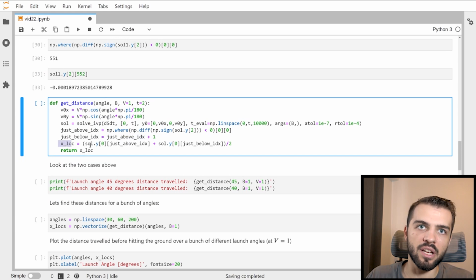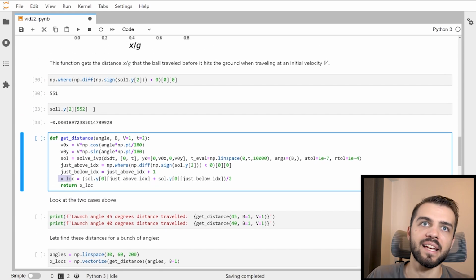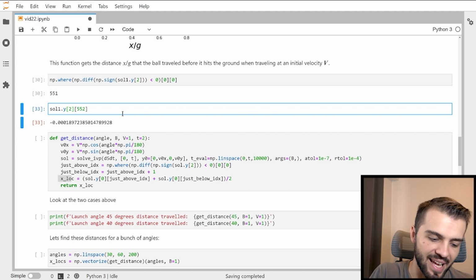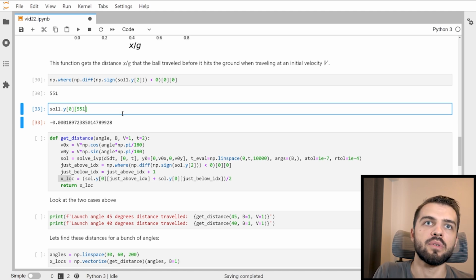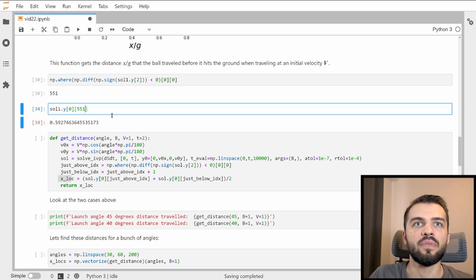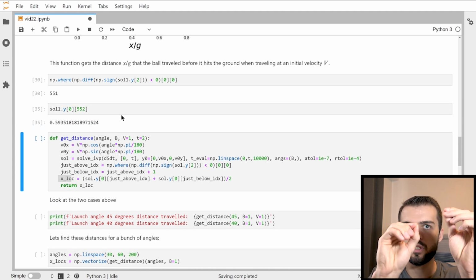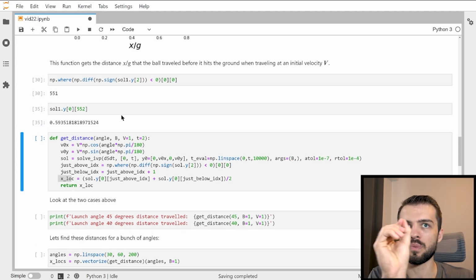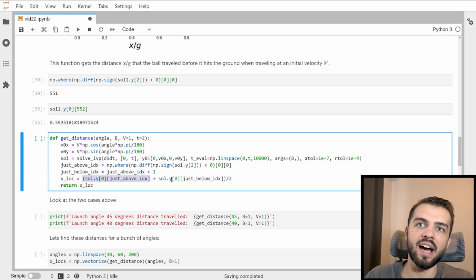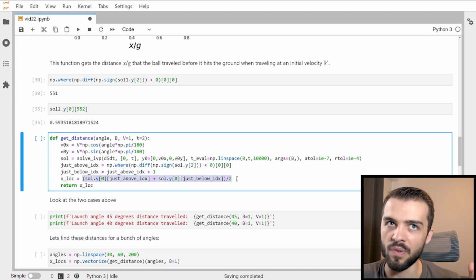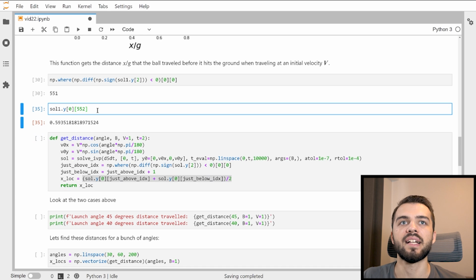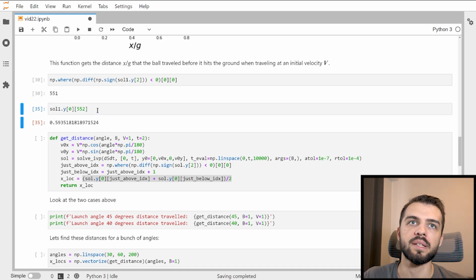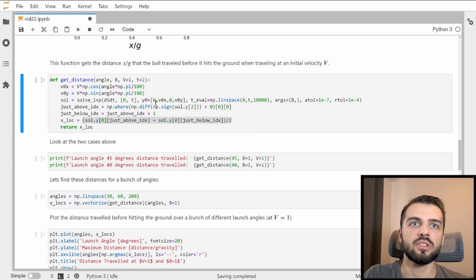And then when I get the x location, I take this index here, so I can then get the x location at this index, which is 551. And 552 is where it's just below, so it's just kind of crossing there. And if I want the place where it intersects the origin, I just take the average of these two. So that's the most complicated function, I would say, of this video. And that's how it works. And again, go through it slowly and really kind of try to understand it. So that's how I get the distance.